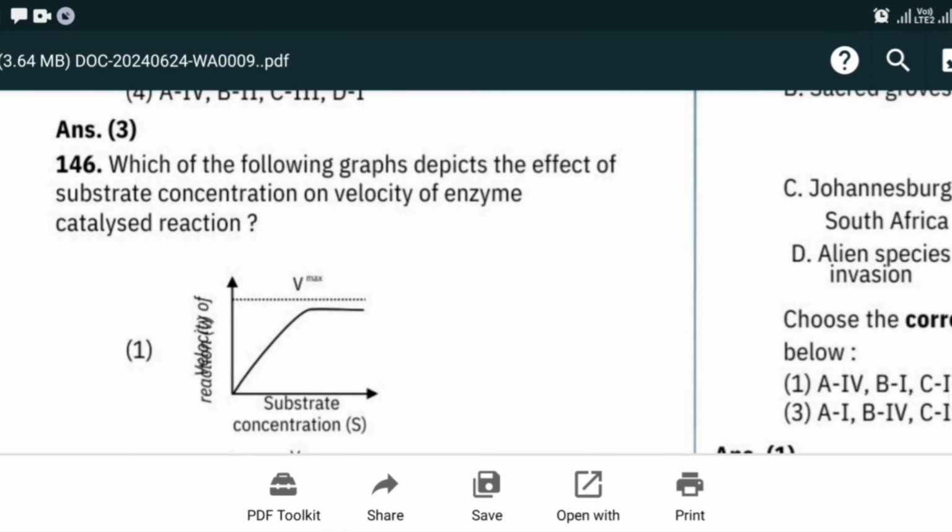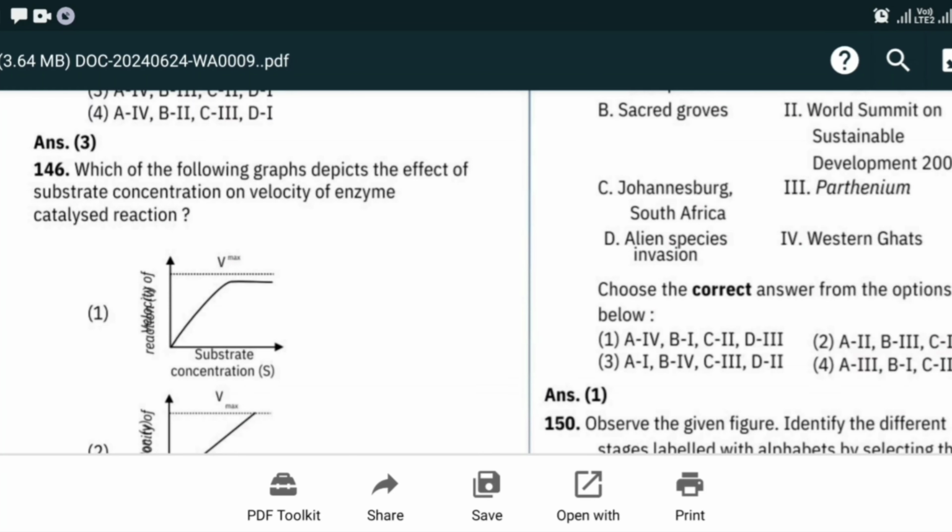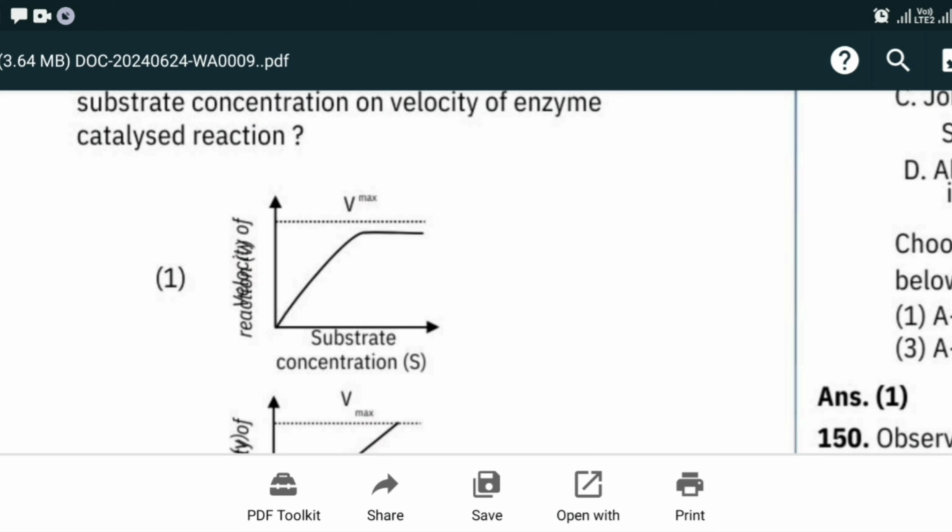Then here, which of the following graphs depicts the effect of substrate concentration on velocity of enzyme catalyzed reaction? So consider there are 100 substrates and there are 100 enzymes. So 100 substrates will bind to 100 enzymes. Then if you increase the substrate concentration to 150, there is no enzyme free for the binding of these 50 substrates.